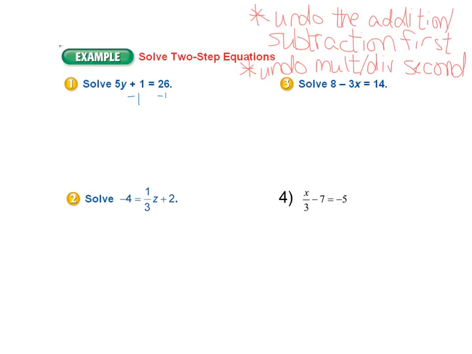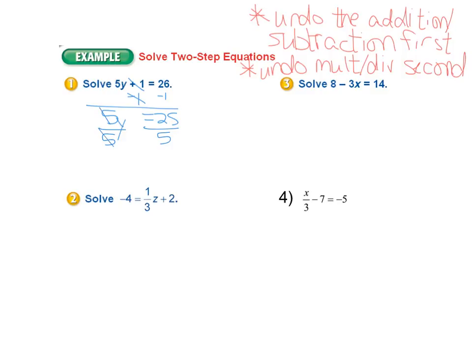Whatever we do to one side, we have to do to the other. We bring the 5y down. Plus 1 minus 1 is 0, but we don't write it. And 26 minus 1 is 25. Now we're left with a very familiar looking one-step equation. This is 5 times y equals 25. Our inverse operation is division. So we're going to divide both sides of the equation by 5.